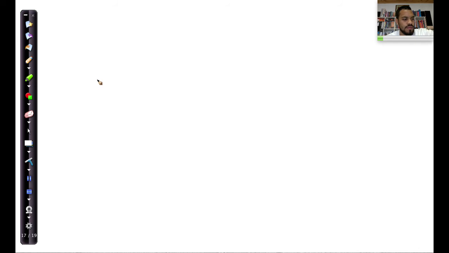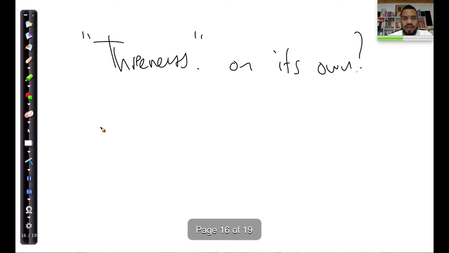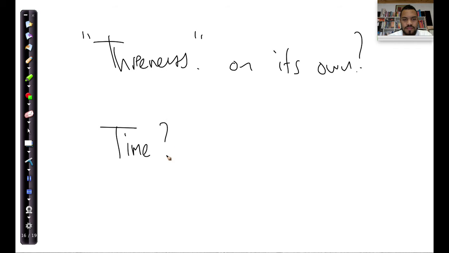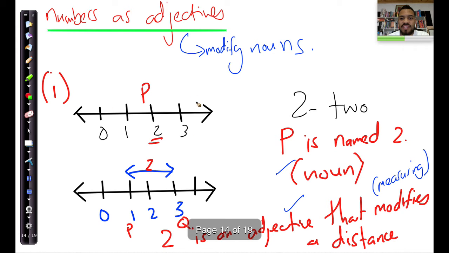So, another concept to think about. Have you ever seen time on its own? Generally not, because both threeness and time are quantities that are used as adjectives to measure other things, that modify nouns, the time taken for something, or the amount of something else, and that's how we generally use numbers. But like I said in the previous example, if we go back, you can see that 2 over here is used as a noun. Okay, so let's move on.